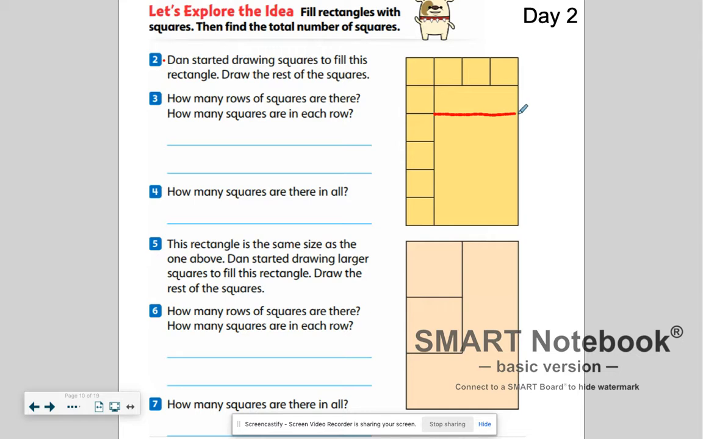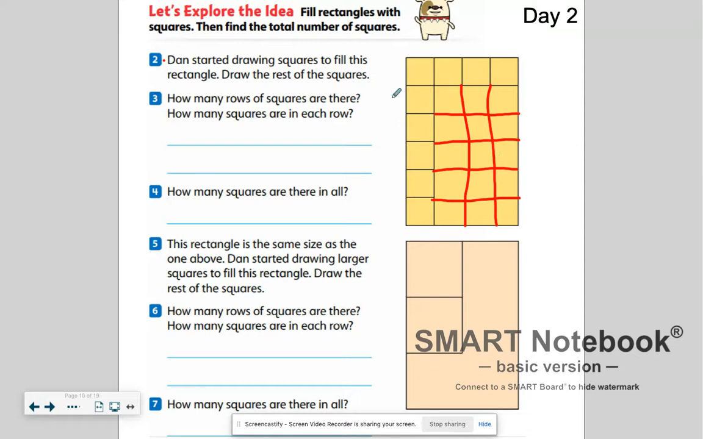Now remember, this is not going to be perfect. And that's okay. All right, so I filled in the rows. Now let's fill in the columns. Okay, and in a perfect world, these would be equal, but they're not.